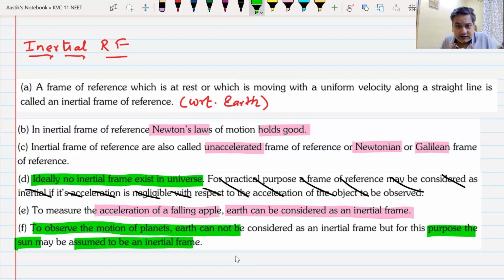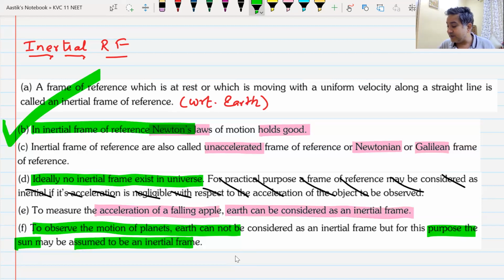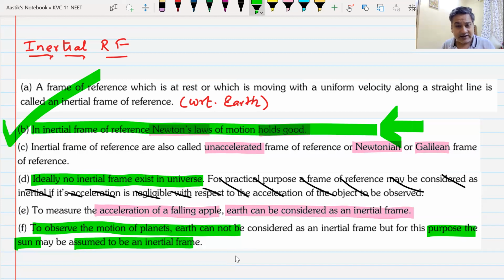So anything at rest, I am at rest with respect to Earth. I am an inertial reference frame. If I am moving with a constant velocity, if a bus is moving with a constant velocity, a train is moving with a constant velocity, that is also an inertial reference frame. Do we understand this? And you must understand 2 points. Any frame which is at rest or moving with uniform velocity is an inertial reference frame. Newton laws of motion are only valid in inertial reference frame. Do we understand this?